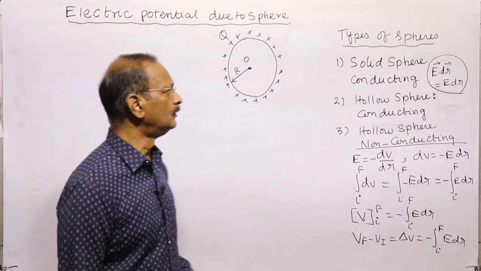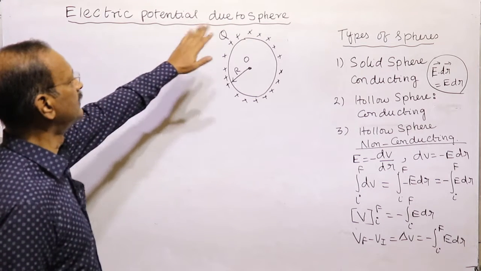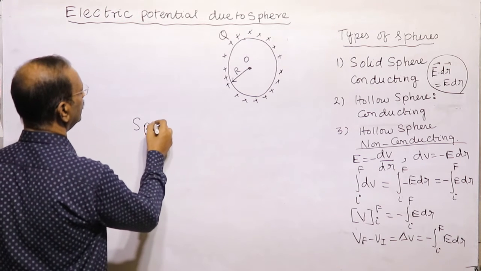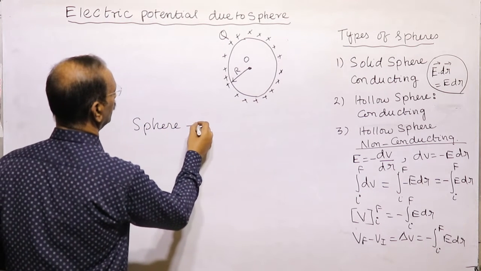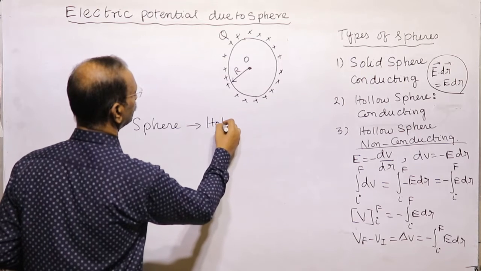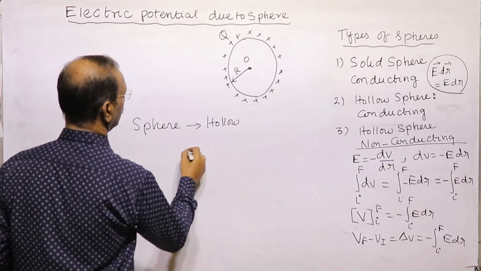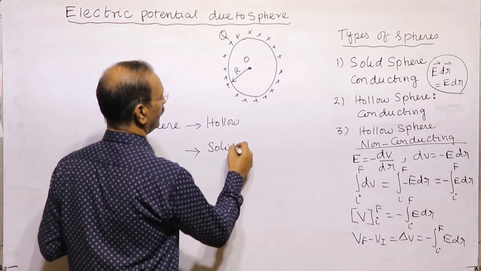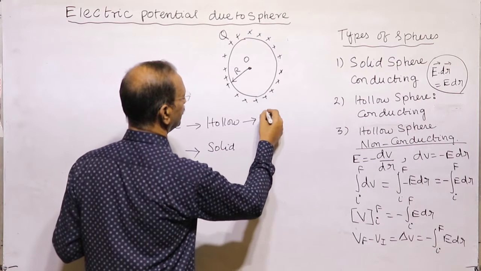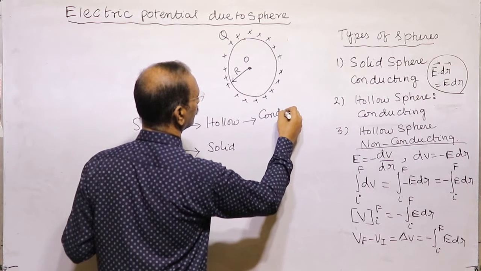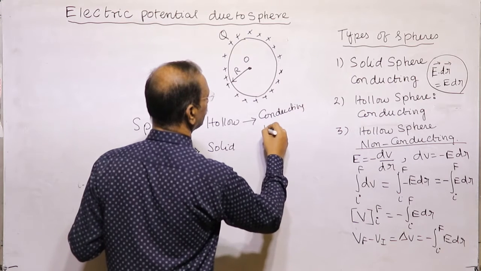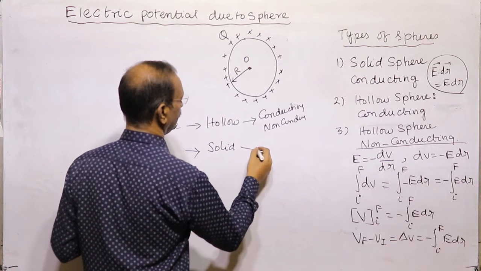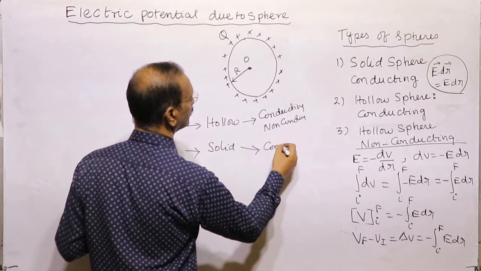Welcome student. Today we are going to see the electrical potential due to a sphere. How many types of spheres are there? One is the hollow sphere, another one is the solid sphere. A hollow sphere may be conducting or non-conducting. Here, for the solid sphere, we are going to see the conducting case.